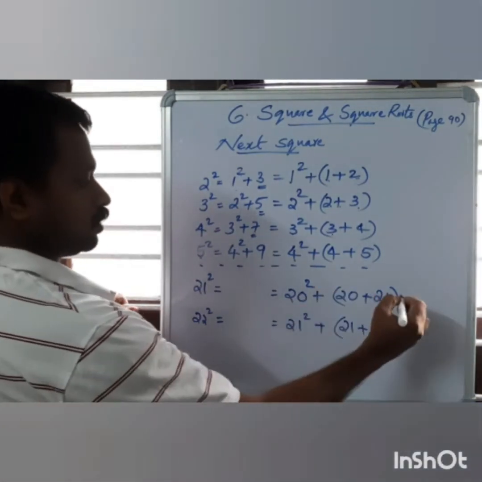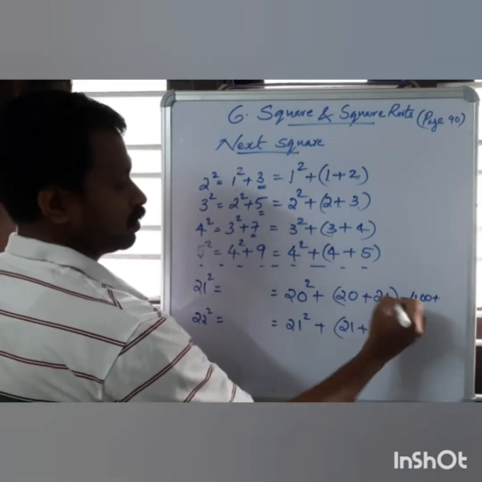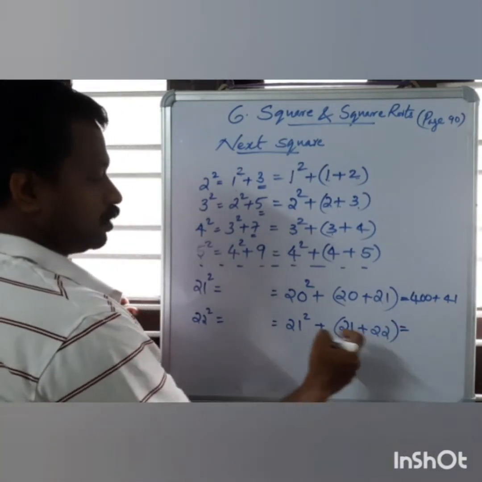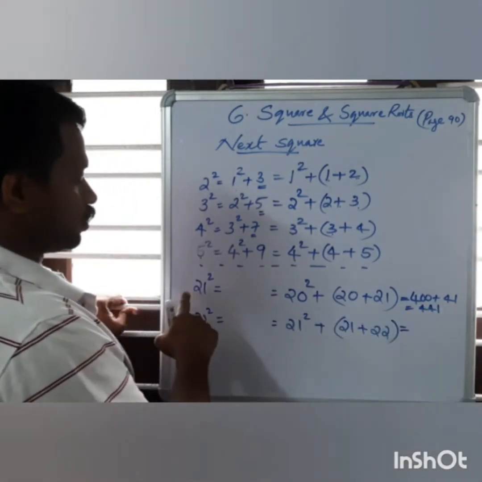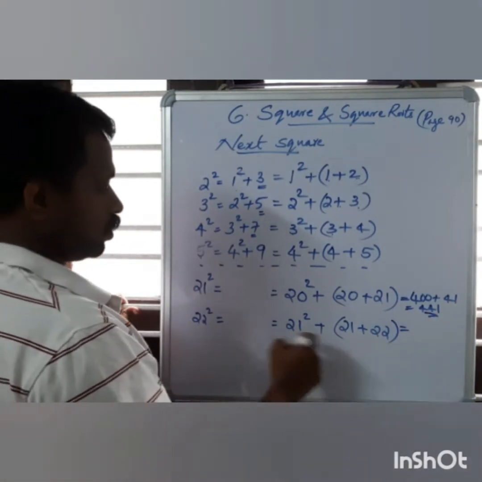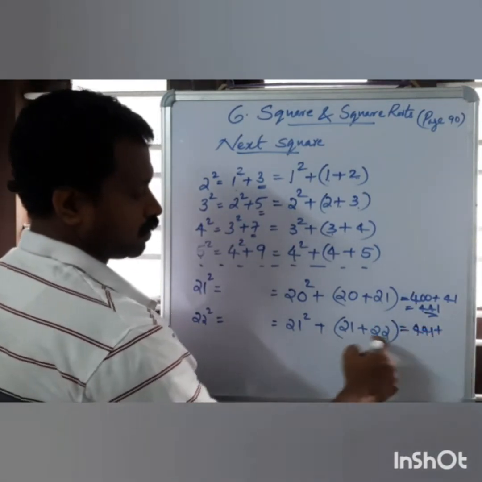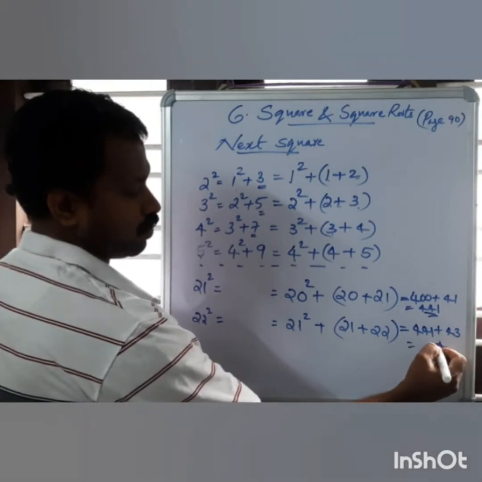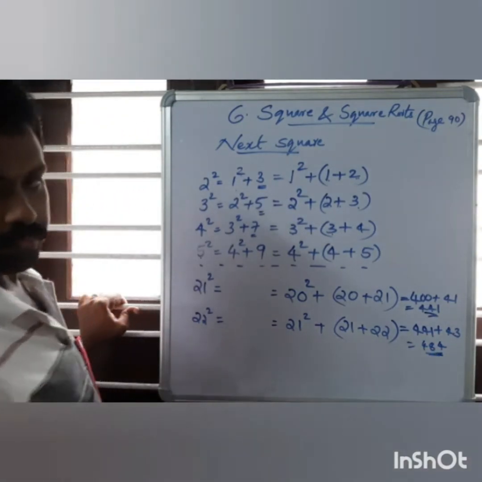See this one. 20 square means it is 400 plus 41. Then here, how will you find out this? So the answer you are getting is 441. So the square of 21 is 441. Then what about 22? 21 square is this one. So 441 plus 21 plus 22. It is 43. So the answer you are getting, 484. So square of 22 is 484.